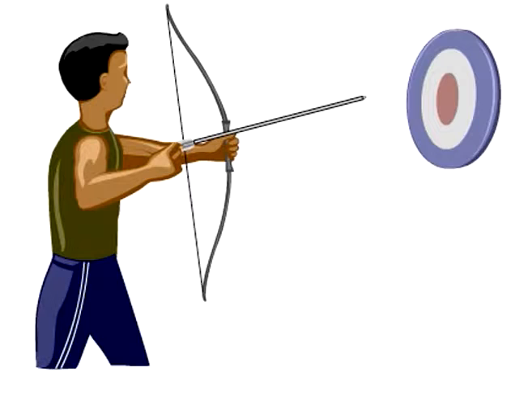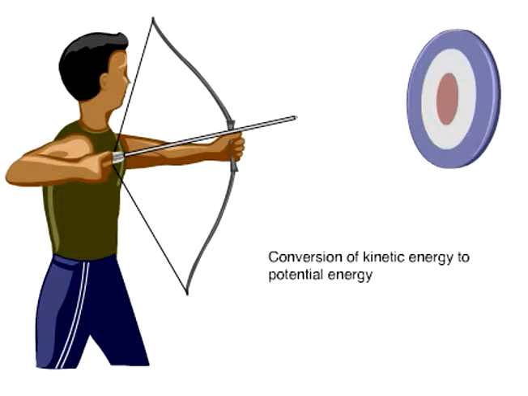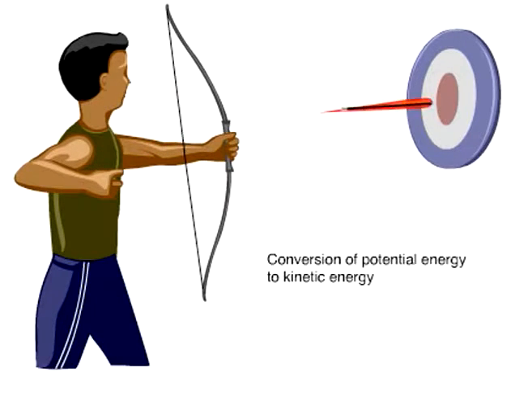The bow and arrow start out with low potential energy. As the archer's arm pulls back the string, kinetic energy from the arm's motion is converted to potential energy in the tense bowstring and arrow. When the bowstring is released, the stored potential energy is converted into the kinetic energy of the moving arrow.